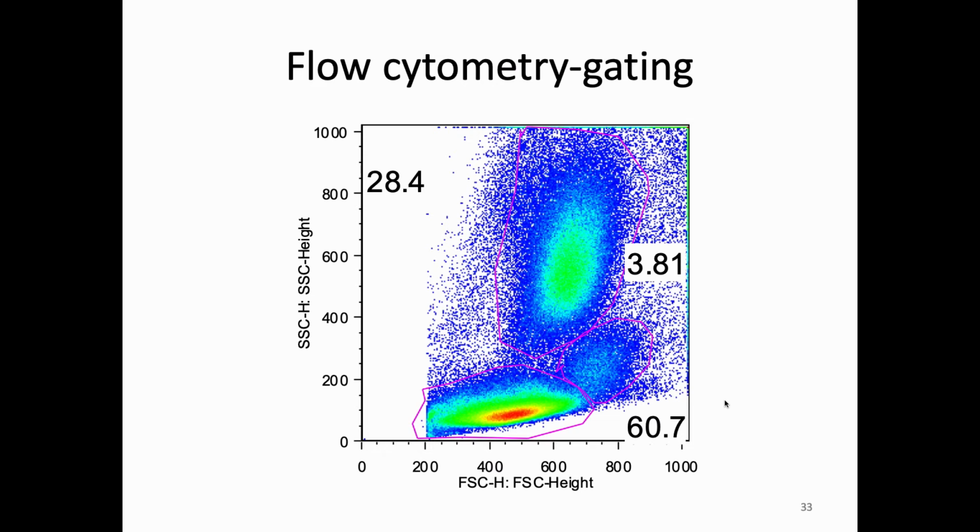And you can further analyze cells within a gate. So if you had 50 parameters, you could look at two here, and then you could double click on this and look at two more on just those cells, and then you could pick some, and then double click and look at two more, and you could keep subdividing. You can also get numbers. So this shows that 60.7% of cells are in this population, 3.81% of the cells were in this population, and 28.4% were in this population.